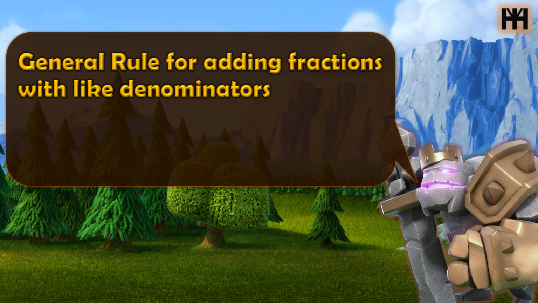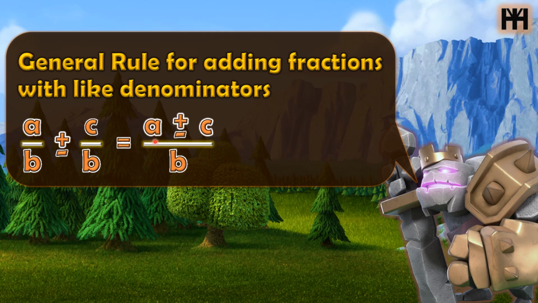Okay, the general rule for adding fractions with like denominators or common denominators. Let's say a is any number and b is any number and we want to add it or subtract it with another fraction, let's say it's c over b. So you see here, b and b are the same. Both fractions have the same denominator. So we only add them or subtract them, a plus c or a minus c. Okay, let's see it in more detail.